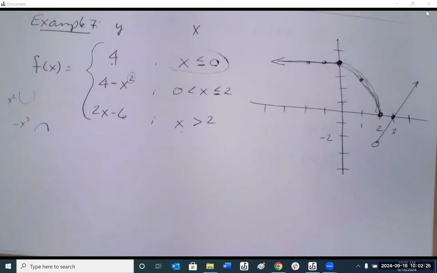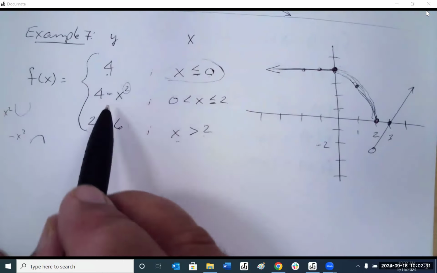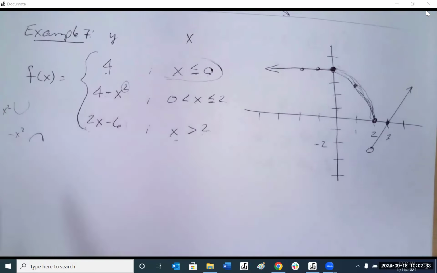So it helps if you know what the graph looked like. I know this one's linear. I know this is a constant. I know this is quadratic. It's pointing down. So I know what the basic shape is going to be.